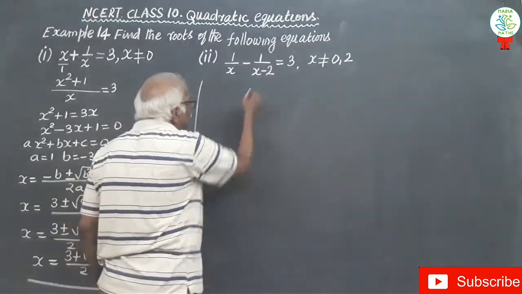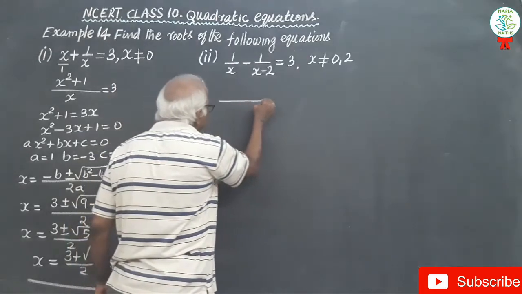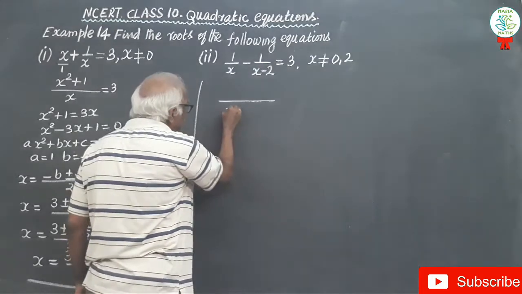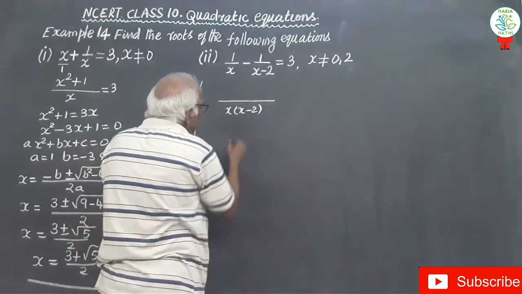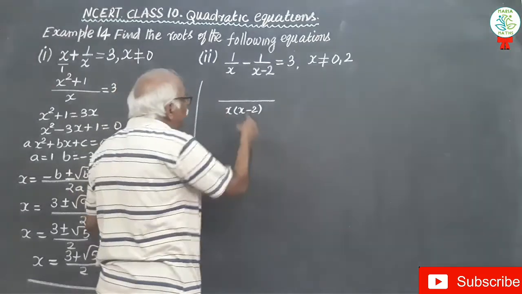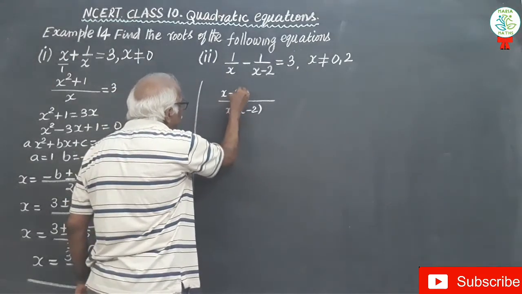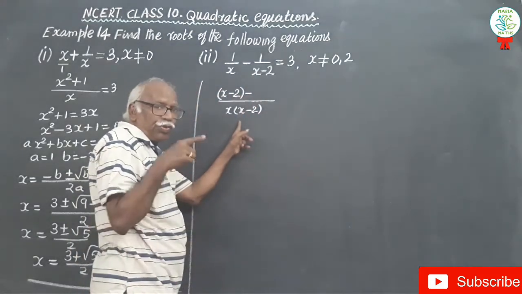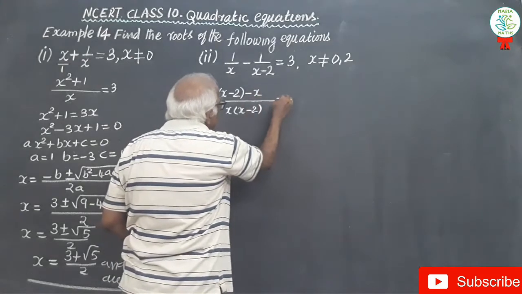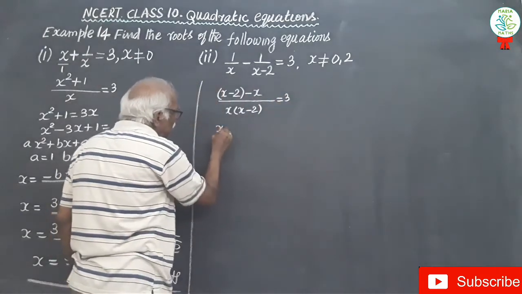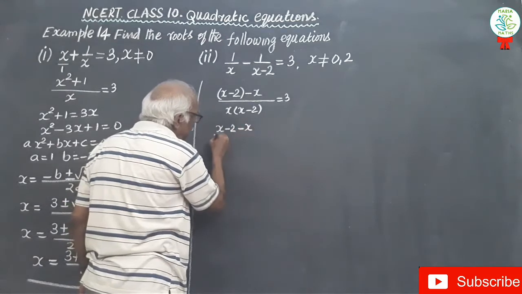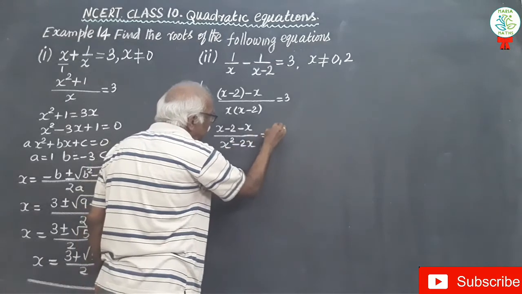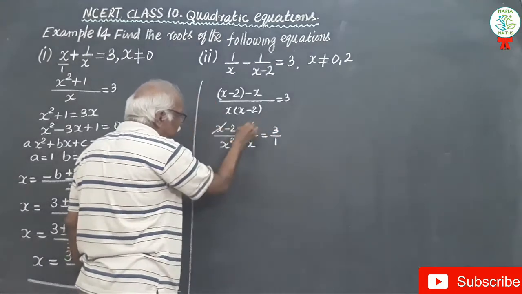Now, it is not in the standard quadratic equation. First, we take LCM. LCM for x into x minus 2 is x into x minus 2. LCM divided by x minus 2 is x, into 1, x. Minus LCM divided by x, x minus 2, into 1, x minus 2. Equal to 3. Then x minus 2 minus x, multiplied, gives x square minus 2x is equal to 3 by 1. Now plus x minus x cancel.